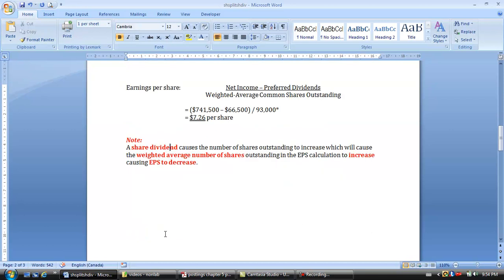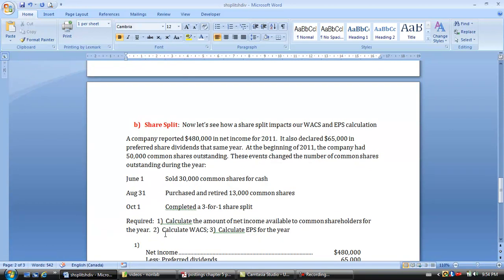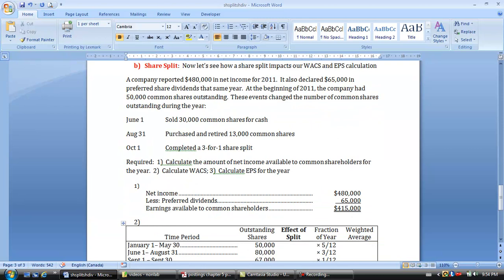So now, let's have a look at the share split example that we have here. Now, we have an example here where a company reported $480,000 in income for 2011. They had a $65,000 preferred share dividend, and at the beginning of that year, the company had 50,000 shares outstanding. That's their common. During the year, not until June, they sold 30,000 common shares for cash. On August the 31st, they purchased and retired 13,000 shares, that's the common, and on October 1st, they completed a 3-for-1 share split. So now, let's see how the share split impacts our WACS calculation.